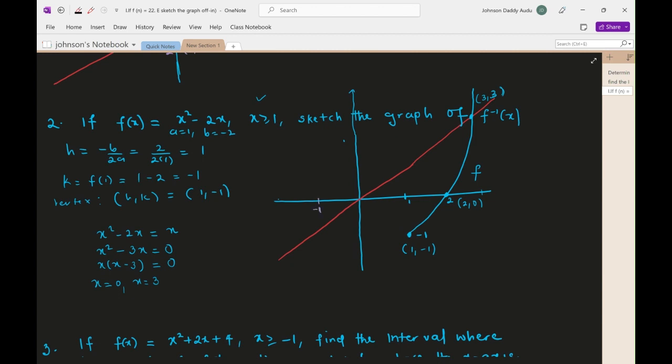I'm dealing with this point now. It becomes minus 1 and 1. So, somewhere here, let's put it here. So, it means here is 1. Is that okay? All right.